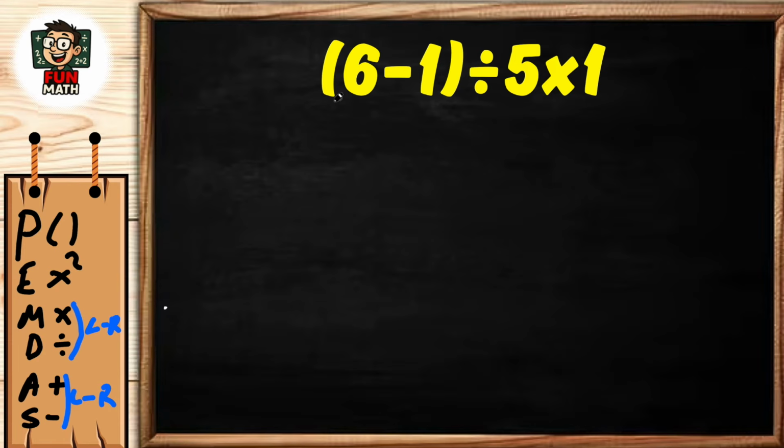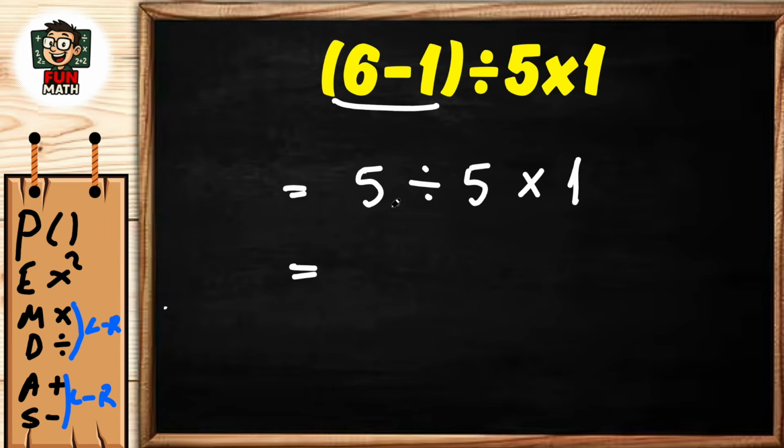First, we do the parentheses. 6 minus 1 equals 5. Now we have division and multiplication left. According to the rule, we work from left to right. Therefore, division is done. 5 divided by 5 equals 1. Last, we multiply. 1 times 1 equals 1.